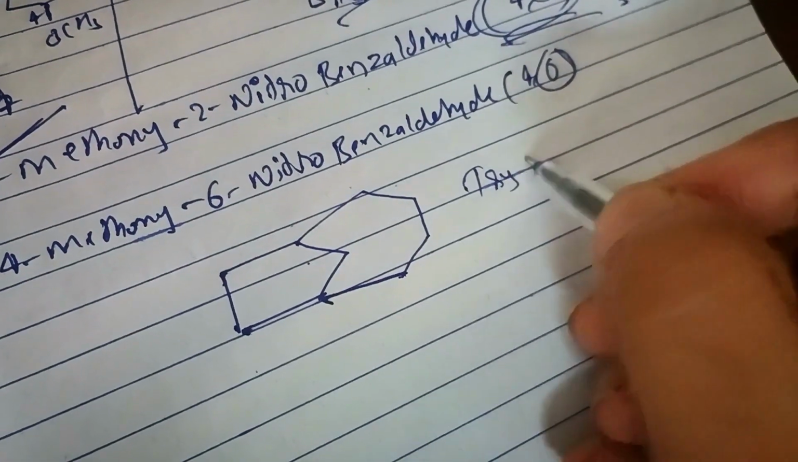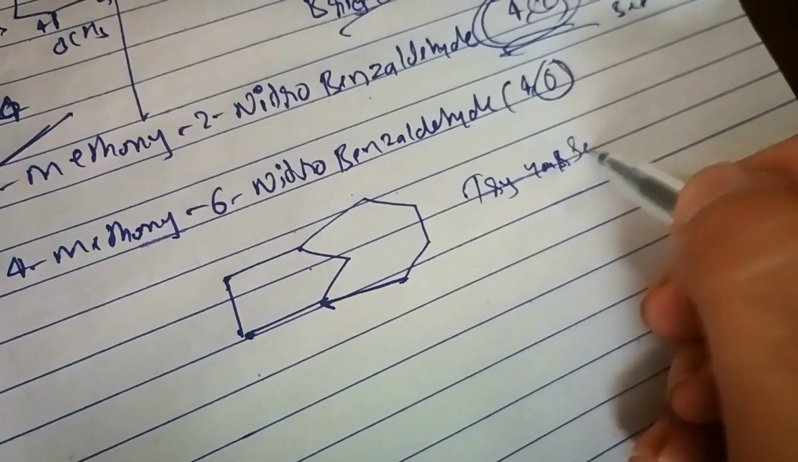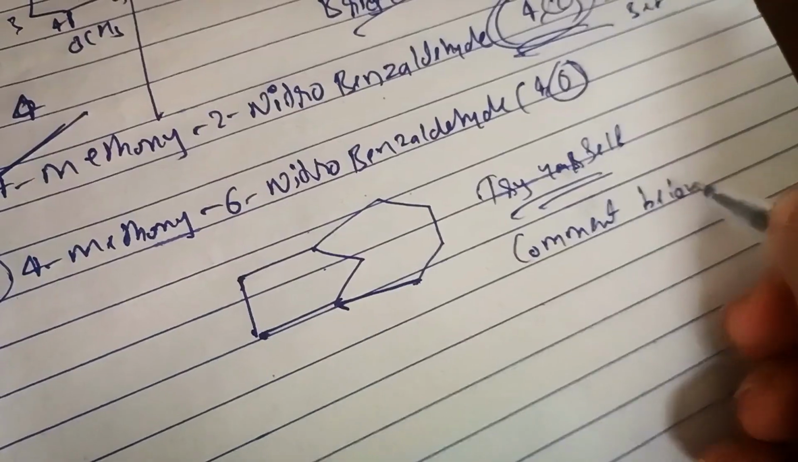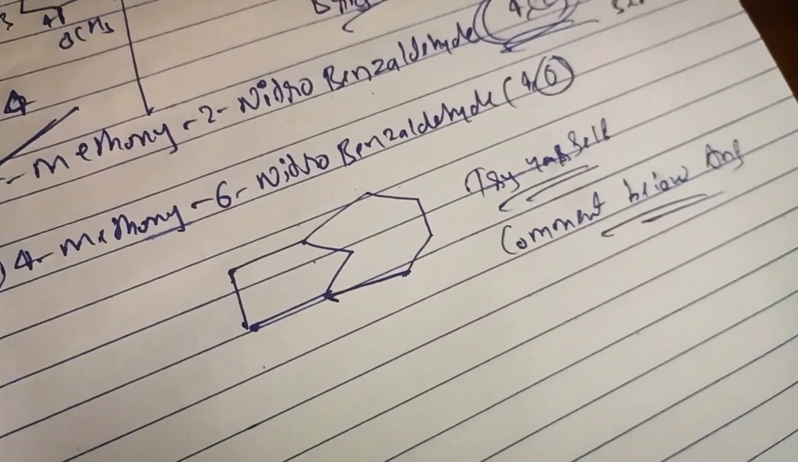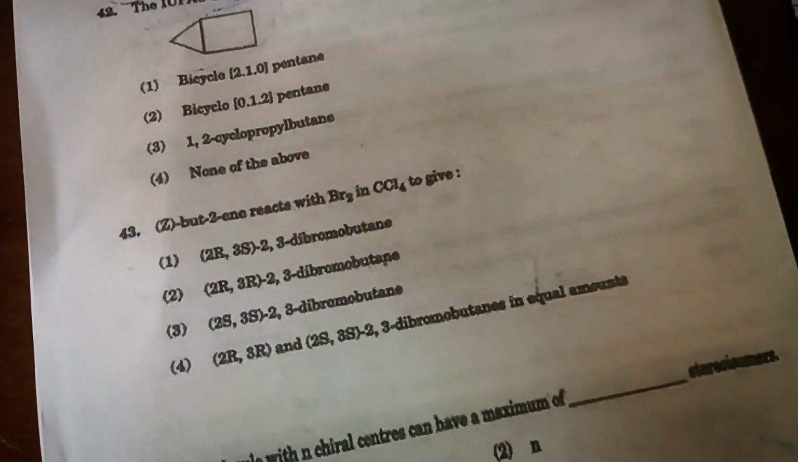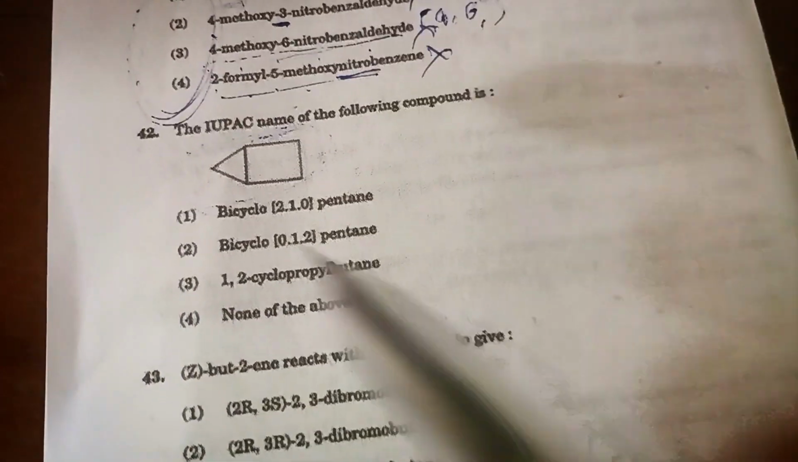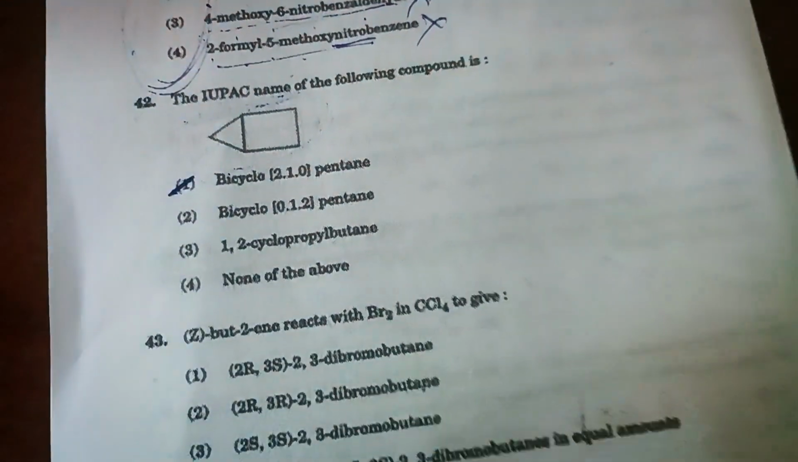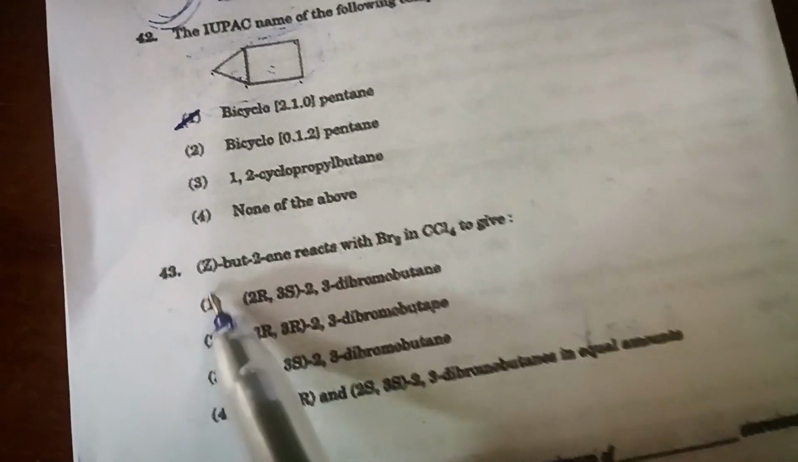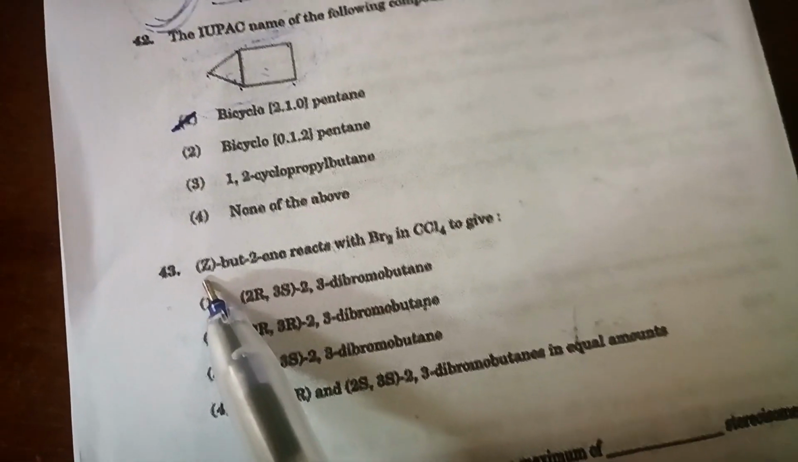Try yourself and comment below the answer. So the ultimate answer will be 2.1.0 bicyclopentane, since this is the 0. Okay, next one is, there is a Z, means gem, means same.